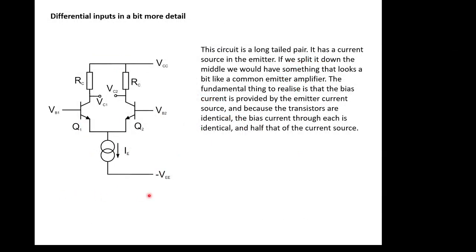Right, so why are we interested in differential inputs? Differential inputs, differential amplifiers in general, are really, really useful.